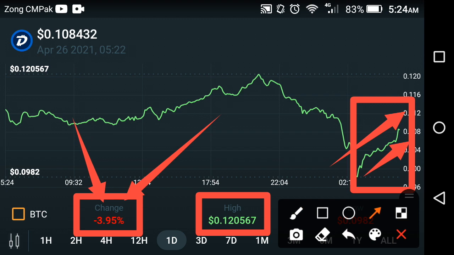Remember that I'm not a financial advisor. If you want to invest, buy, sell or hold any coin, please do your own research, friends.